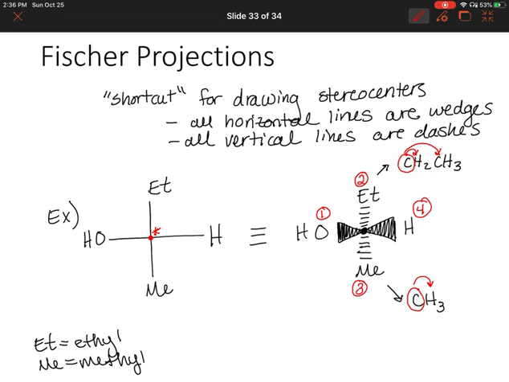So now let's draw a circle going from 1 to 2 to 3. And is that going in a clockwise direction or in a counterclockwise direction?